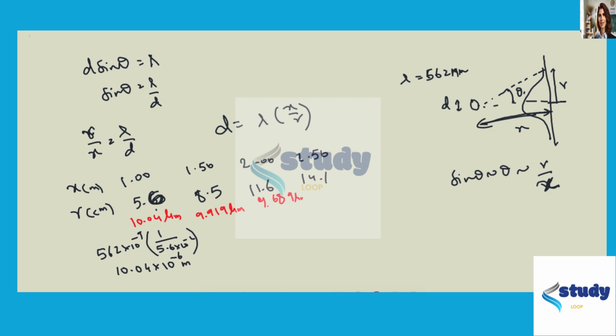Similarly, we can do the calculation for the rest of them, and you get answers 9.919 micrometers, 9.689 micrometers, and 9.69649 micrometers. We simply take the average value and we get it to be 9.9 into 10 power minus 6, which is 9.9 micrometers.